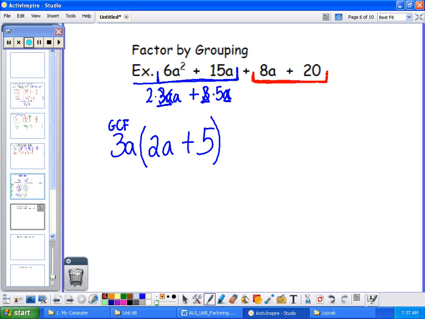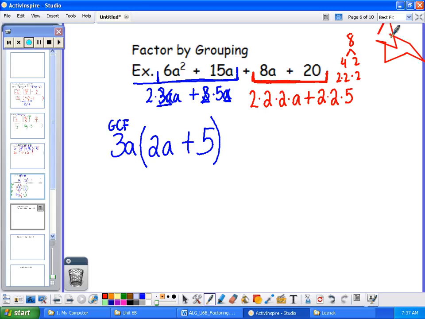Now in the next one, I look and see what I have left over. 2 times 2 times a plus 2 times 2 times 5. Now I'm doing prime factorization here. Remember, you could do 4 times 2 and then 2 times 2 times 2. But I know that in my head, so obviously I'm missing a 2 there. So that's why I'm just kind of doing it that way. And I could take 20 and break it down to 4 times 5, 2 times 2 times 5. Okay, so anyways, let's go back.